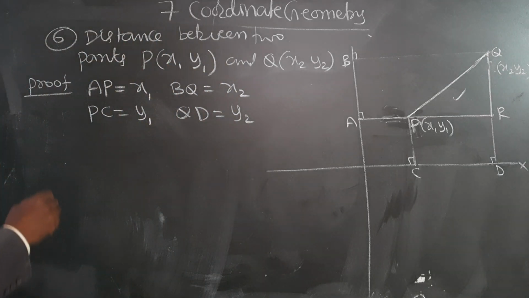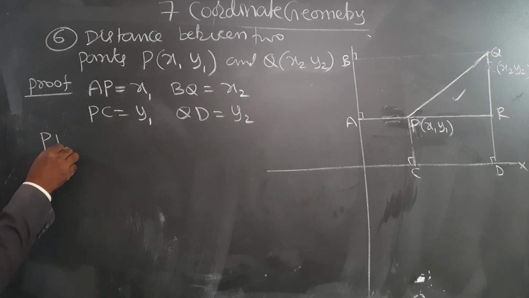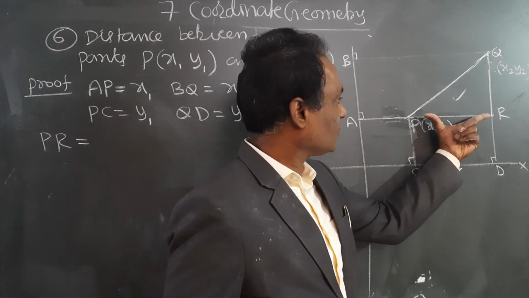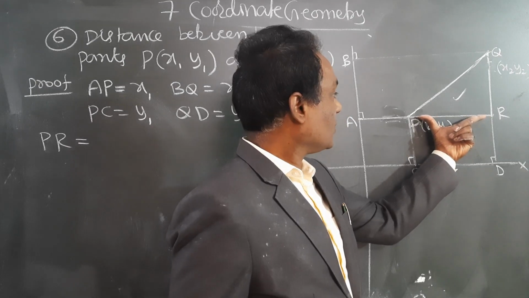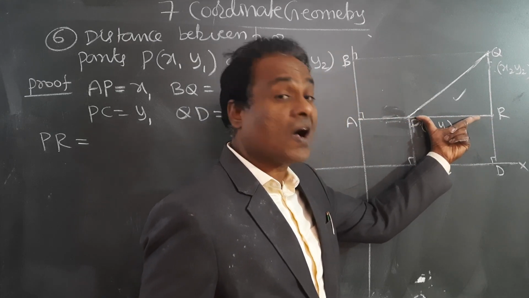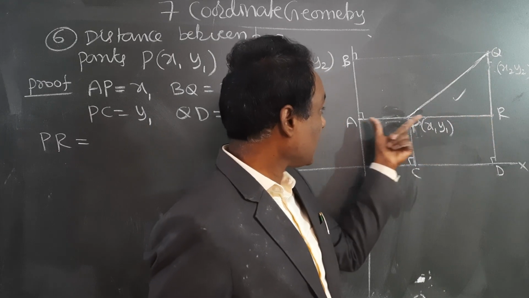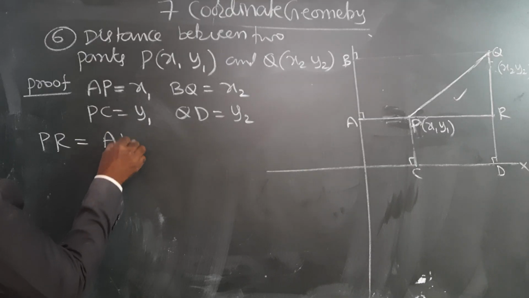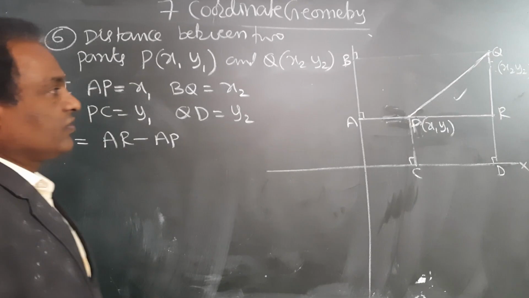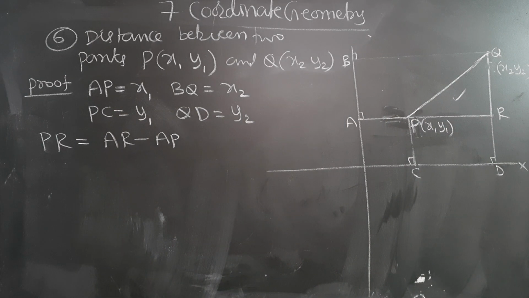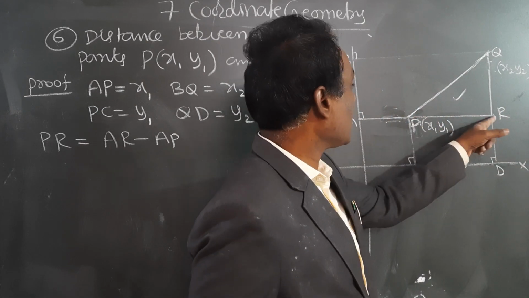Now students, I am finding PR, very important. PR distance I am finding. What is PR distance? PR is equal to AR minus AP. See that figure. PR is equal to AR minus AP.